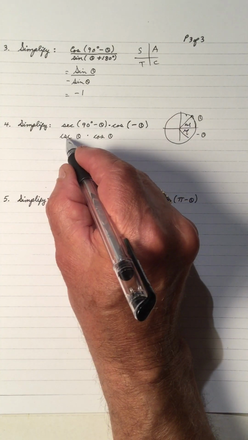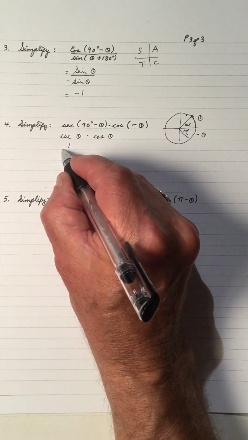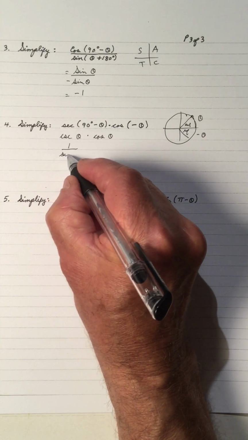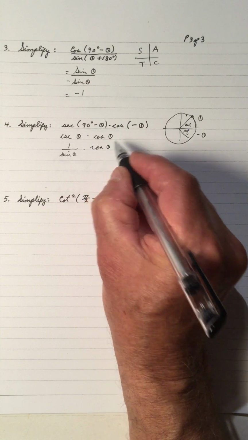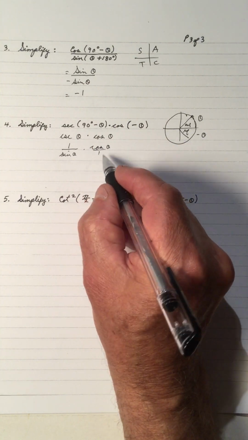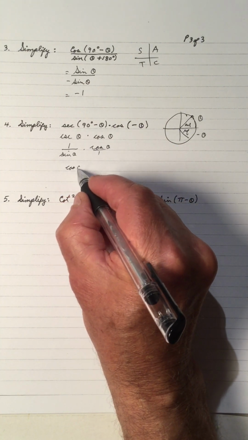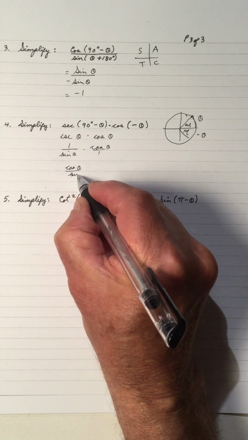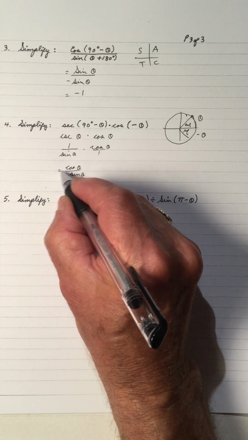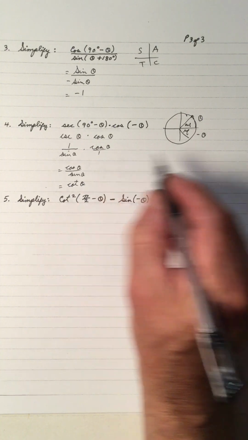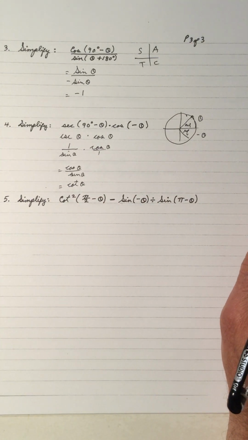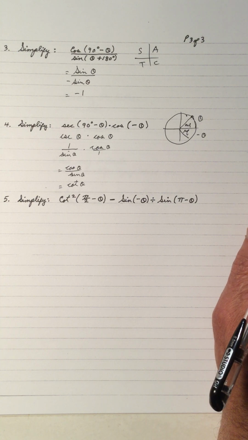And cosecant is the reciprocal of sine. And when you multiply this over 1, you get cos theta over sine. And cos over sine is cot. So it's simplified. And we have number 5.